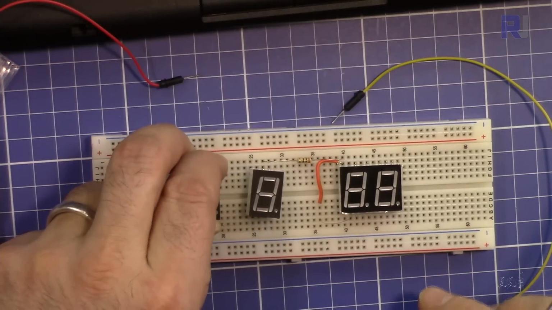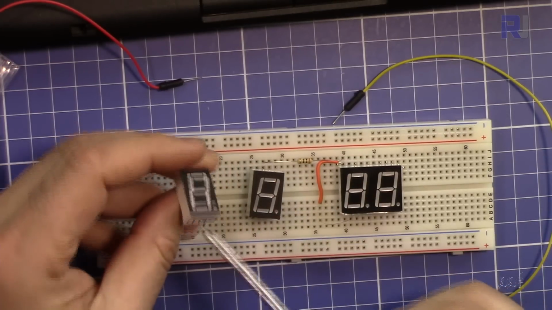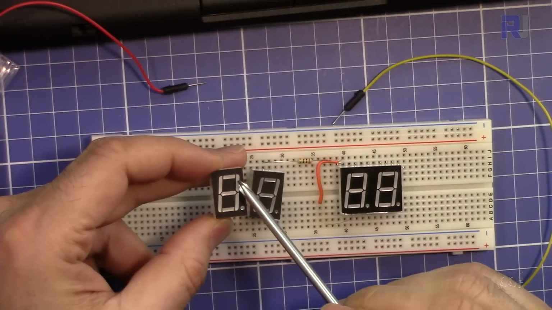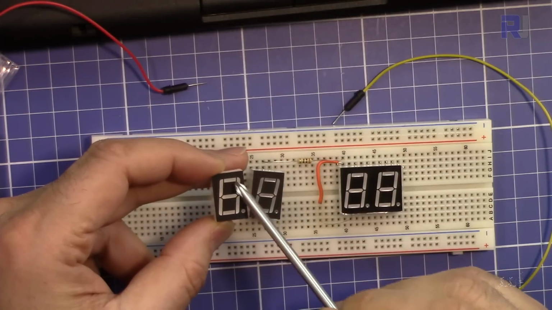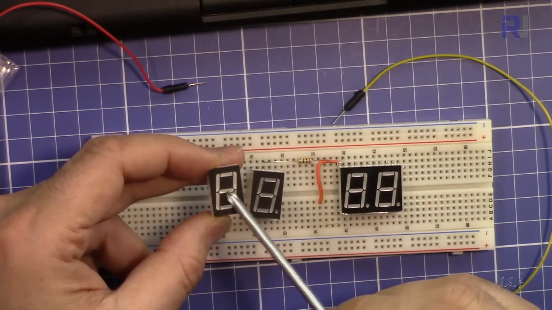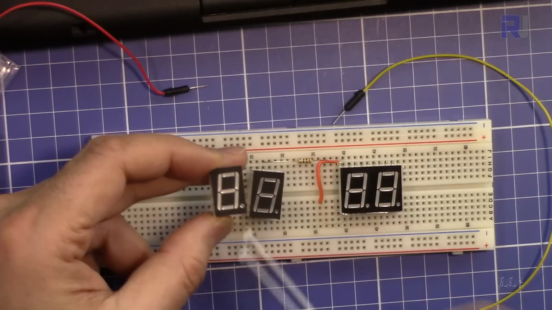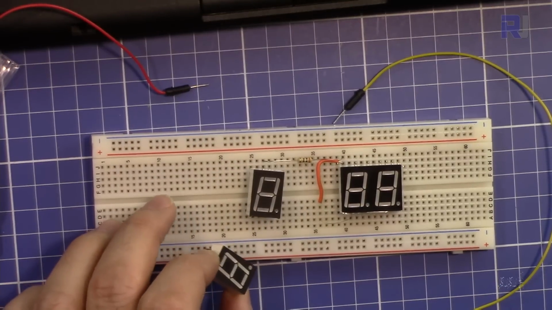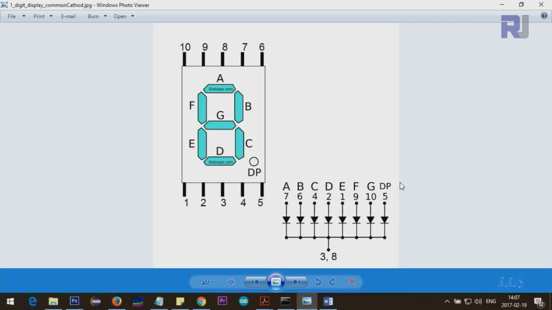7-segment display. This is called a 7-segment display because we have 7 pieces of LED. So 1, 2, 3, 4, 5, 6, 7 segments, and there is also a decimal point. Let me show you on the diagram. The top piece is called A, and so for B, C, D, E, F, and the middle one is G. So DP, decimal point.